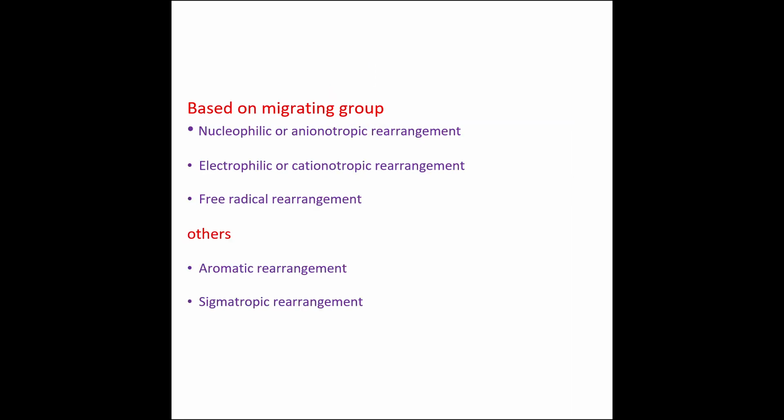Next, molecular rearrangement is again classified based on the migrating group, that means the nature of the migrating group. It is classified as nucleophilic or anionotropic rearrangement, electrophilic or cationotropic rearrangement. Third one, free radical rearrangement. Further classification: aromatic rearrangement, sigmatropic rearrangement. Sigmatropic rearrangement is another class of important pericyclic reactions. We will see it in the next video.